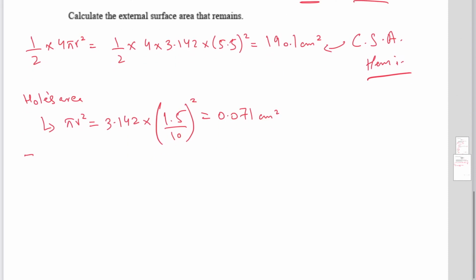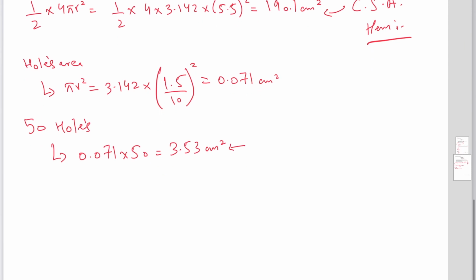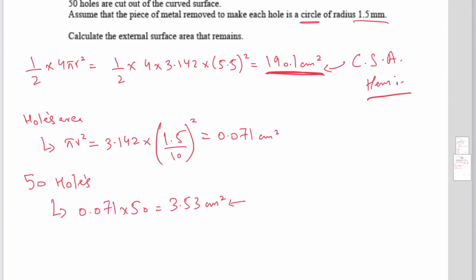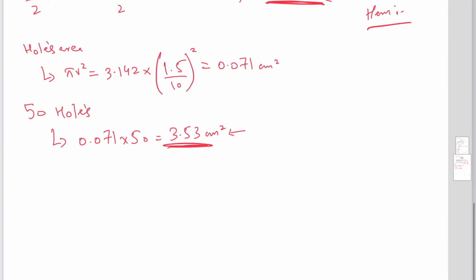But since there are 50 holes, you multiply the area of one of them, which is 0.071 by 50, and when you do that, you get 3.53 centimeters squared. That's the area of 50 holes. Now, since we have the area of the entire curved surface of the hemisphere, and we have the area of the total number of holes, let's subtract the two.